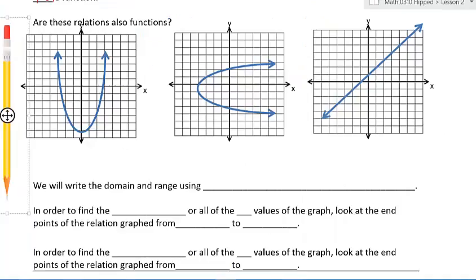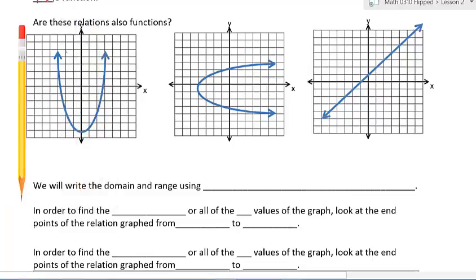To determine that, what we're going to do is put your pencil on your paper vertically to make a vertical line, and what I want you to do is to drag it across your picture. Now at any one point, your pencil is only touching one part of the blue graph at a time. Is that correct? As you pass it through, at no point is it touching more than one point at a time.